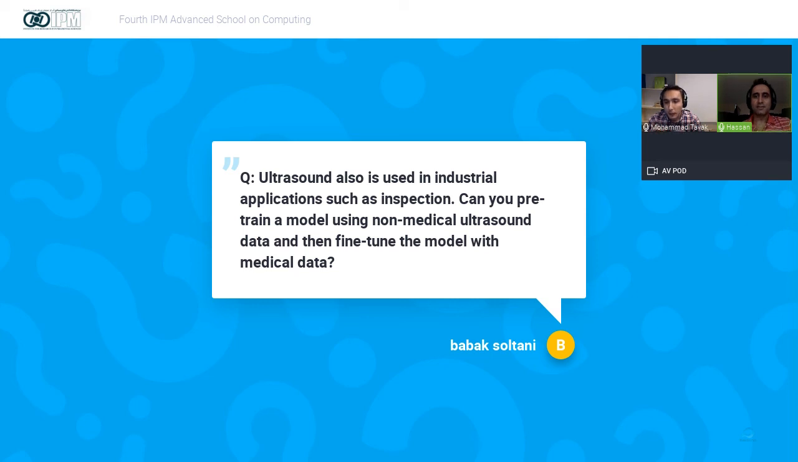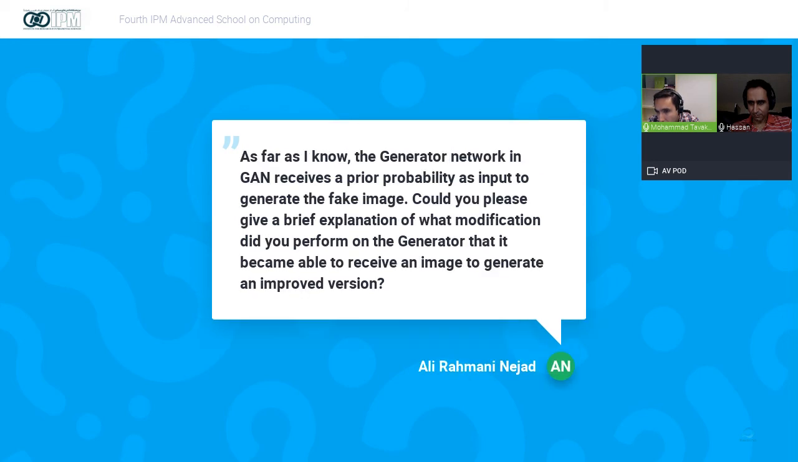Yes, I see. Well, there is another question. As far as I know, the generator network in a GAN receives a prior probability as input to generate a fake image. Could you please give a brief explanation of what modification you performed on the generator so that it became able to receive an image to generate an improved version?